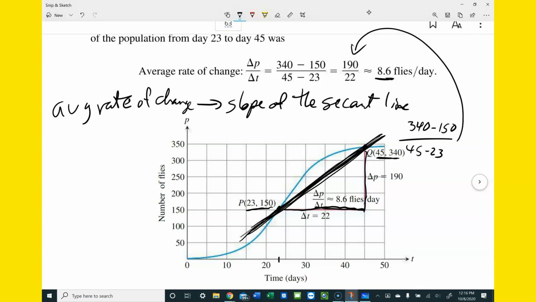Now you can see, according to the curve, it's not that same rate every day. It's just that that's the average rate. So at first it was growing faster than that. Then it kind of slowed down, and toward the end it was going even slower than that. But over the long haul, the average was about 8.6 flies per day.